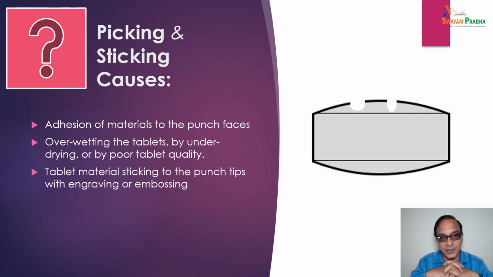Now let us discuss the causes. Adhesion of materials to the punch faces is an important cause. Overwetting of the tablet, underdrying, or poor tablet quality. Next is tablet material sticking to the punch tips with engraving or embossing. When engraving and embossing is there in the tablet punching, it is more likely to have these issues of picking and sticking.